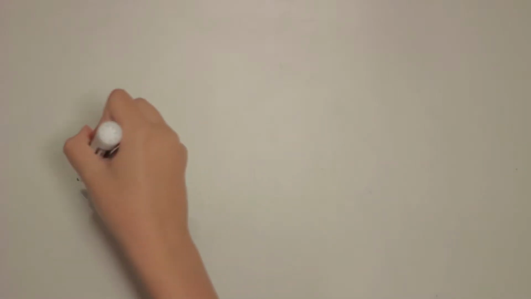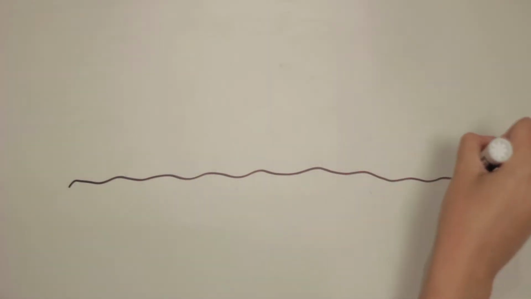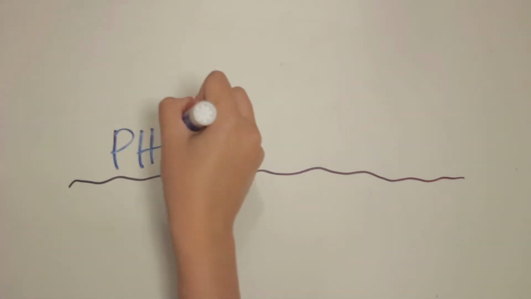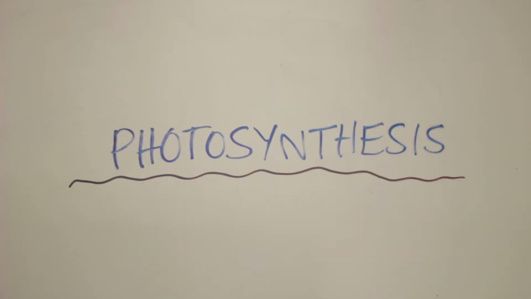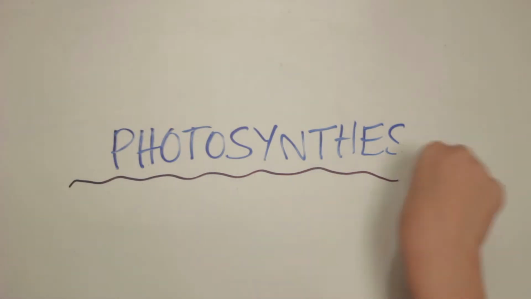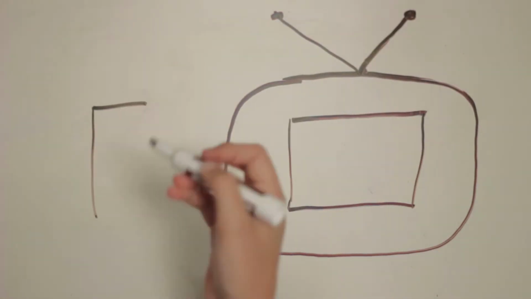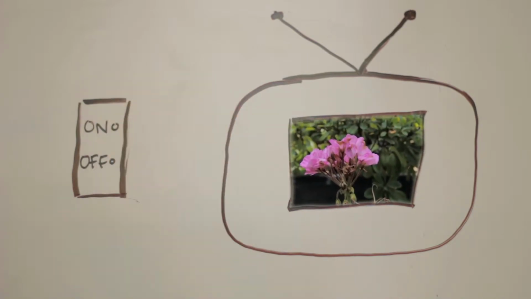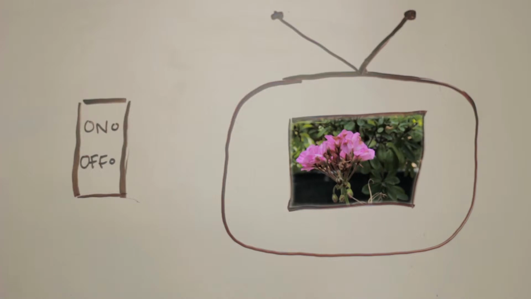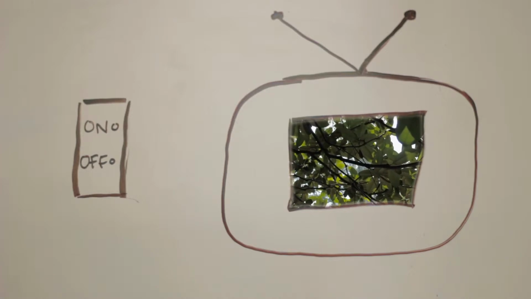Now there's 6 main processes that occur in the carbon cycle: photosynthesis, respiration, exchange, sedimentation and burial, extraction, and combustion. But let's start with photosynthesis. Photosynthesis is the process by which plants and algae convert carbon dioxide, water, and sun into glucose and oxygen.